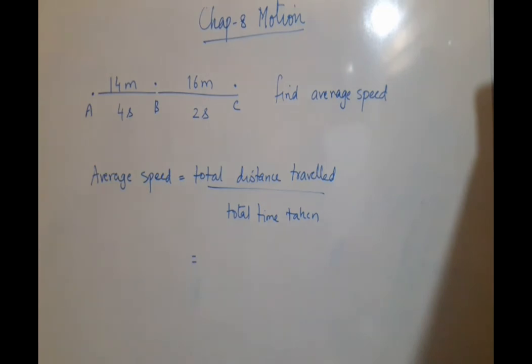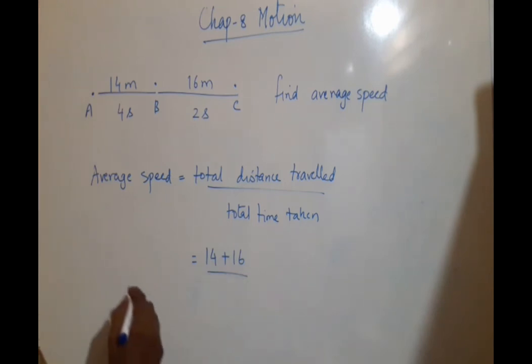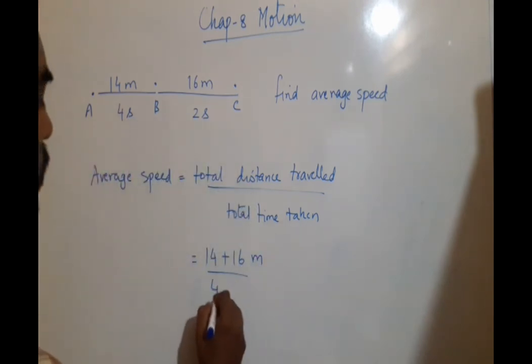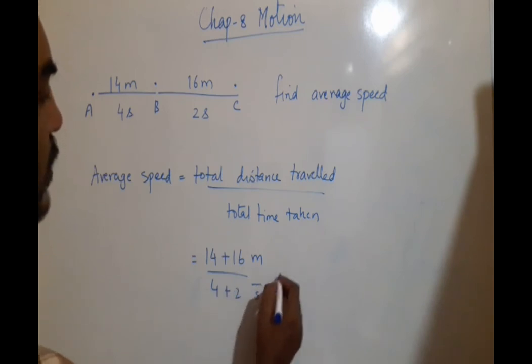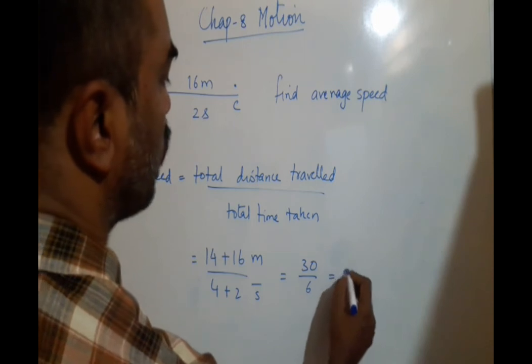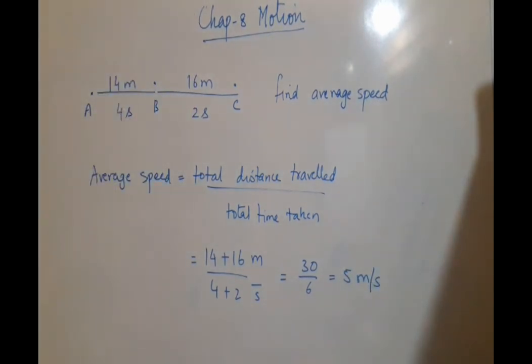So what is the total distance traveled? 14 plus 16. And what is the total time taken? 4 seconds plus 2 seconds. So you get 30 upon 6 equal to 5 meter per second. So this is the average speed of the object.